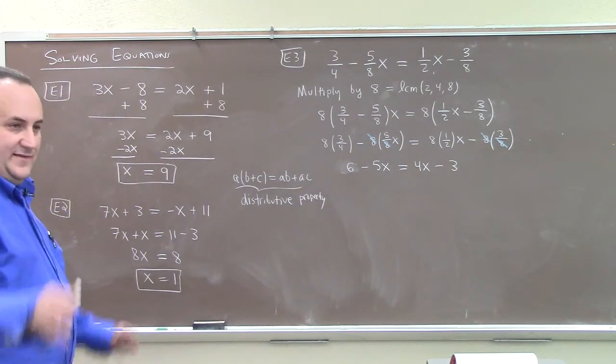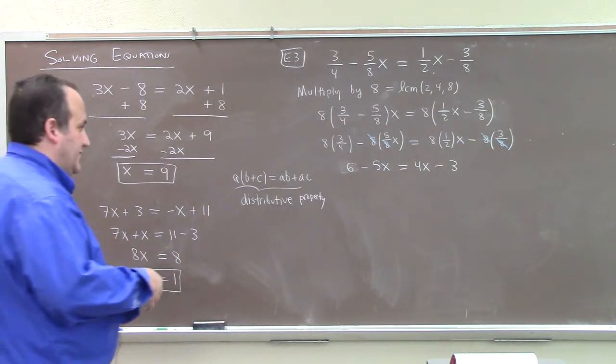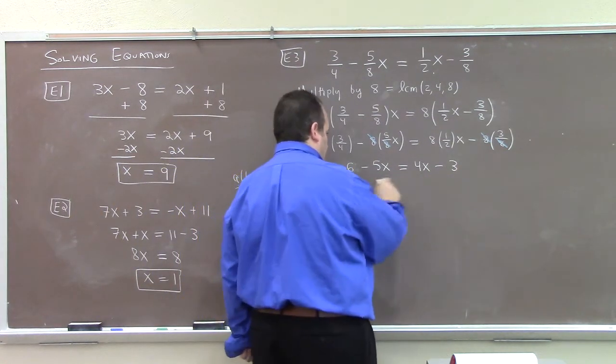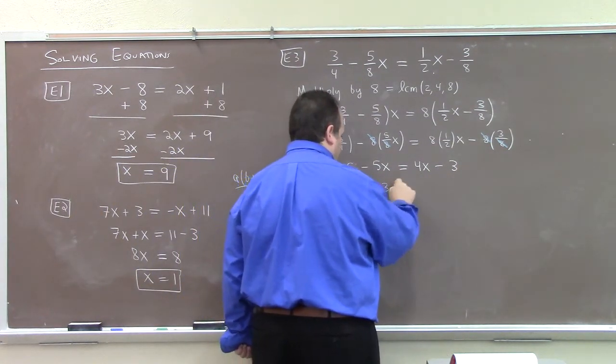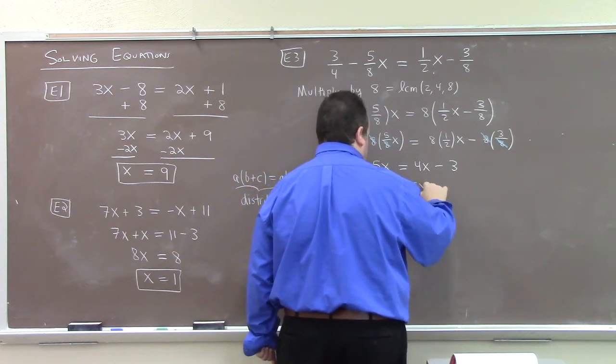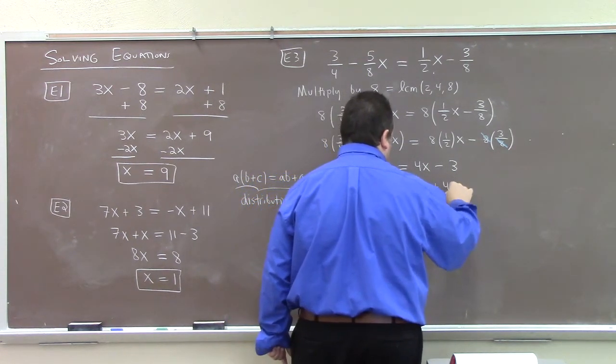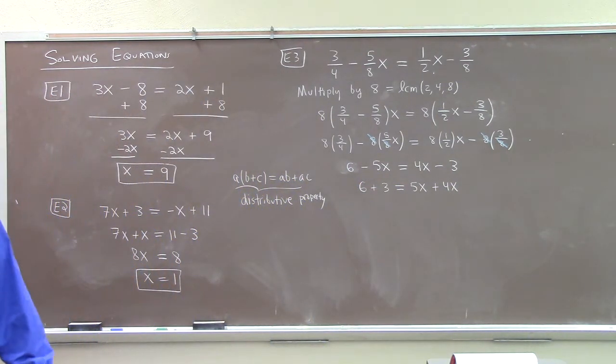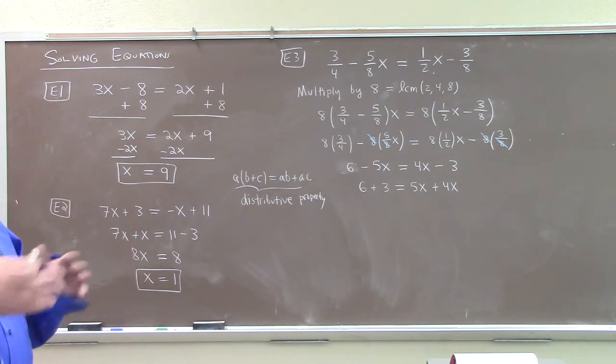Right, now we isolate x and move the numbers to the other side. So I'll move the x's to the right-hand side this time. So I've got 6 plus 3 is equal to 5x plus 4x. So again, when we move terms from the left to the right.